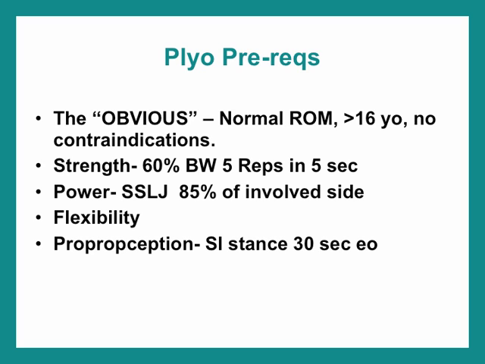So they can start those, but they aren't going to get a lot of gain as far as functional return to sport. So our second one, power prerequisite, is that they should be able to do a standing single leg long jump, a distance that is 85% the distance of their uninvolved side.